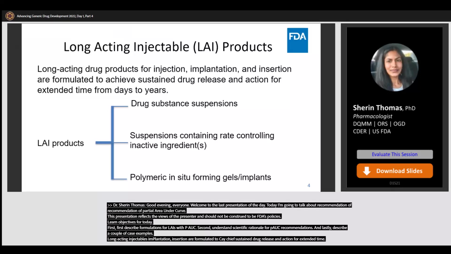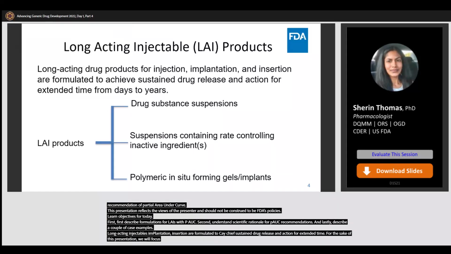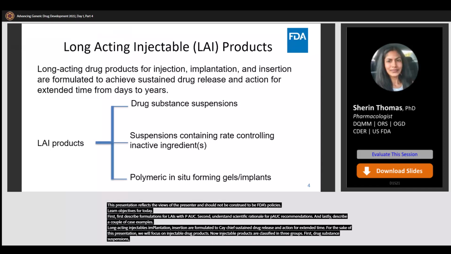Long-acting injectable products are classified into three groups. First, drug substance suspensions. Second, suspensions containing weight-controlling inactive ingredients like parenteral microspheres. Third, polymeric in situ forming gels or implants.